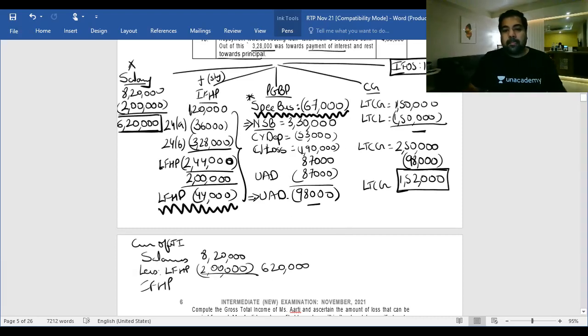So this one, then you will go to PGBP. In PGBP, again, you will write non-speculative business 3,30,000. You will minus all of this and unabsorbed depreciation. This and this you will carry forward. Unabsorbed depreciation will become 0.